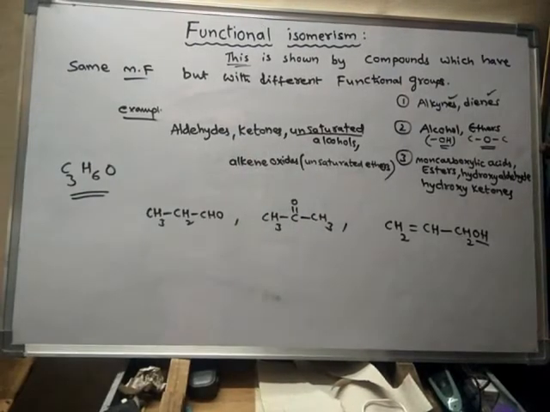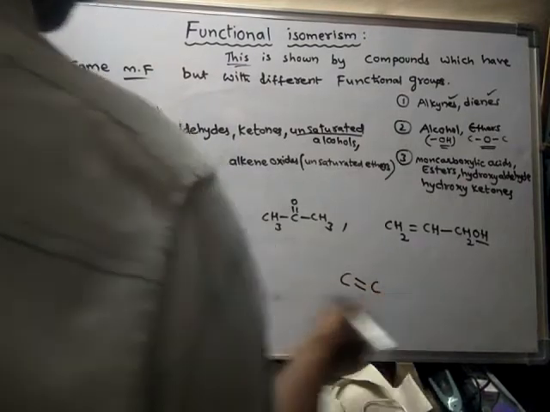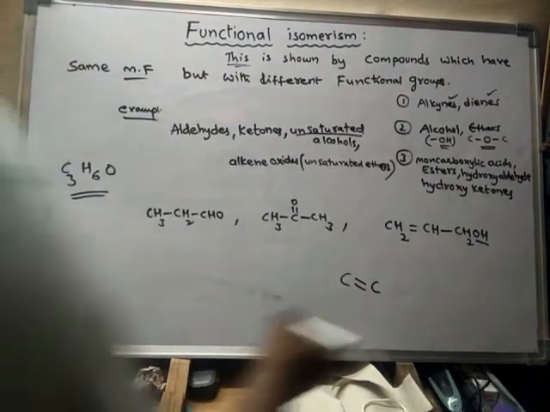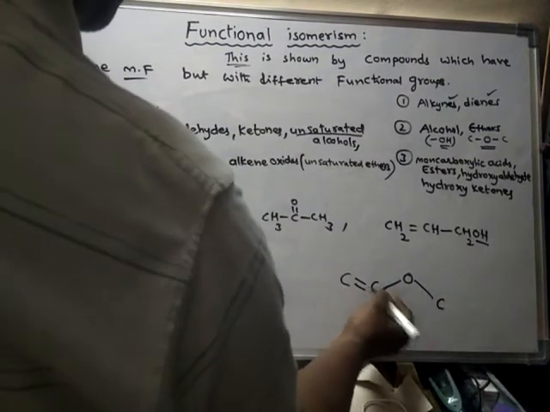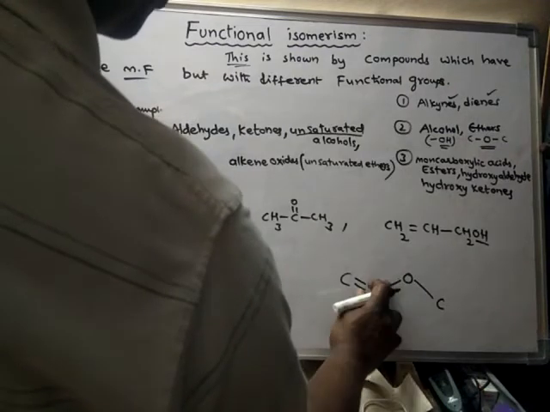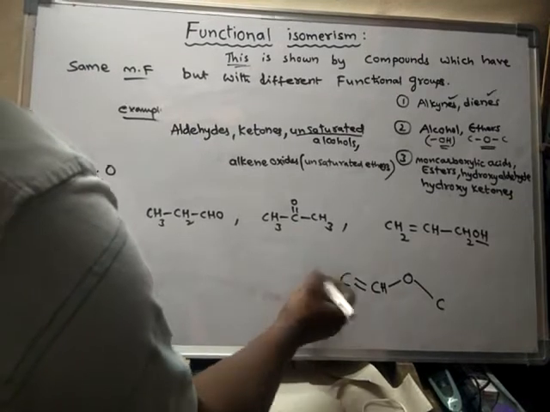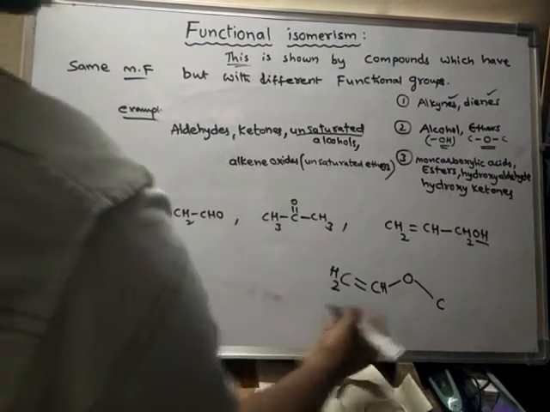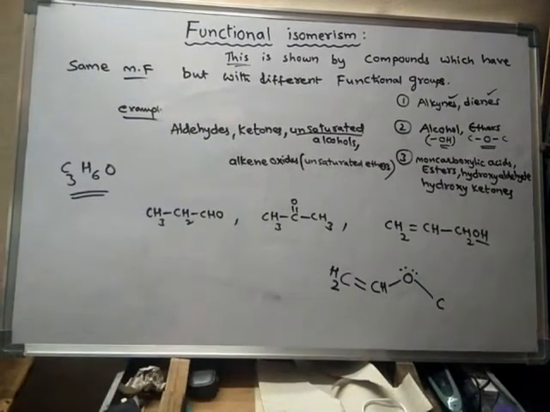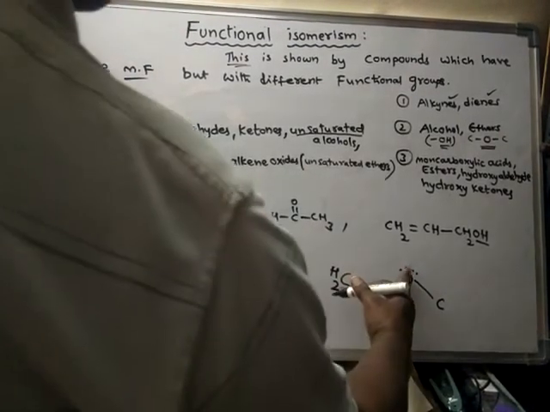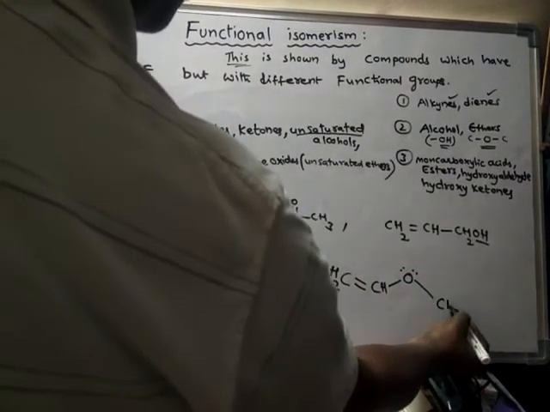Alkene oxides. Alkene oxide means C double bond C, oxygen. C double bond C means here already 3 bonds are there, so 1 hydrogen I'll keep. Already 2 bonds are there on this carbon, so I'll keep 2 hydrogens. Then oxygen. So 2 lone pairs are present on the oxygen. Okay. 2 lone pairs, right? So here CH3.